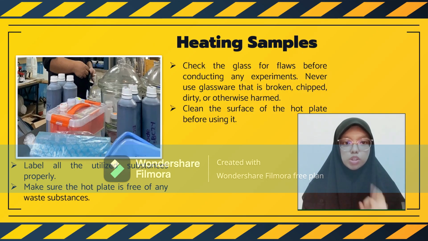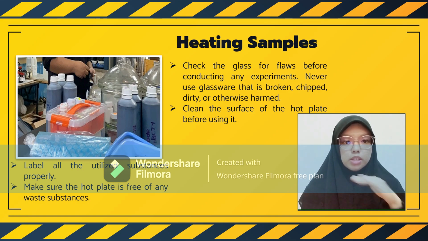For the third task, which is heating a sample, we should always check the glass for flaws before using it. Do not use any glass with a crack, a chip, or any dirty glass to avoid any unnecessary reaction in the substances. Before heating the samples, we should make sure the surface of the hot plate is clean and the substance is labeled properly to avoid any mix-up.